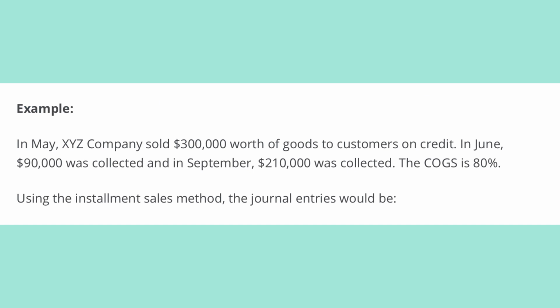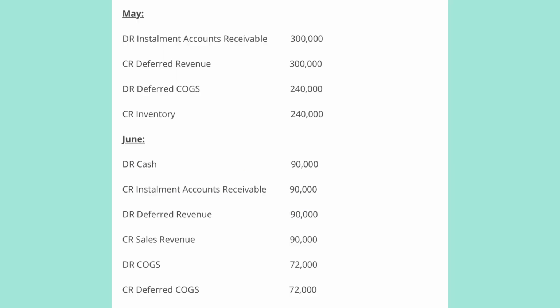Example. In May, XYZ Company sold $300,000 worth of goods to customers on credit. In June, $90,000 was collected and in September, $210,000 was collected. The COGS is 80%. Using the installment sales method, the journal entries would be May. DR installment accounts receivable $300,000. CR deferred revenue $300,000. DR deferred COGS $240,000.